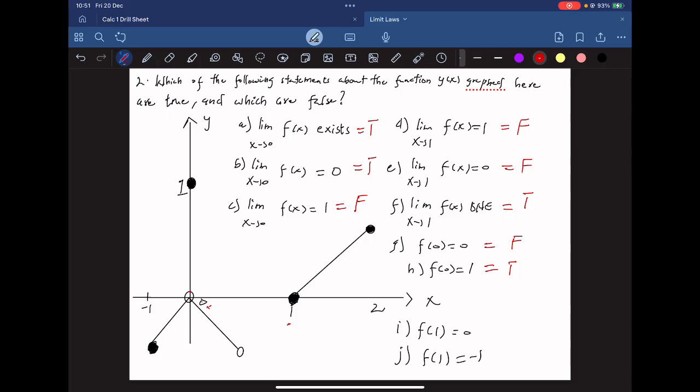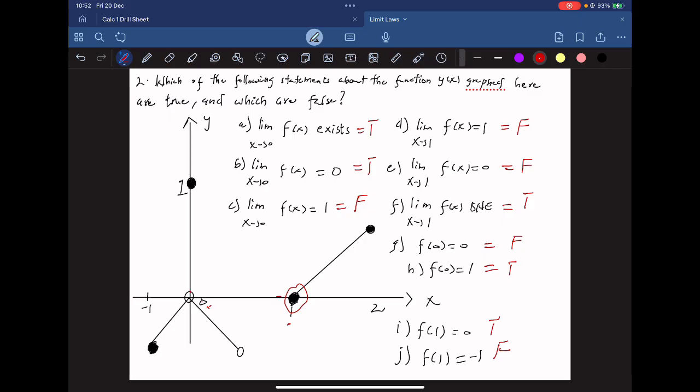f of 1. Is f of 1 equal to 0? Yes, it is shaded, right? And if you trace it, this is 0. So we can say that this is true. And is f of 1 equal to -1? No, f of 1 is not equal to -1. f of 1 over here, the shaded region corresponds to 0, not -1. So we say that this is false.